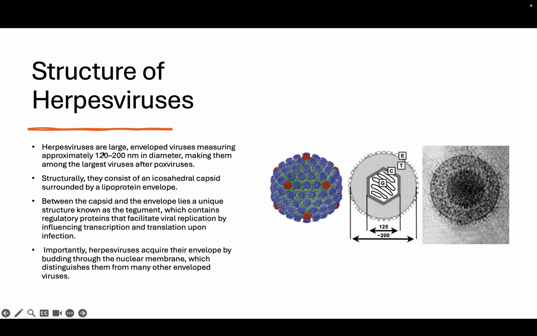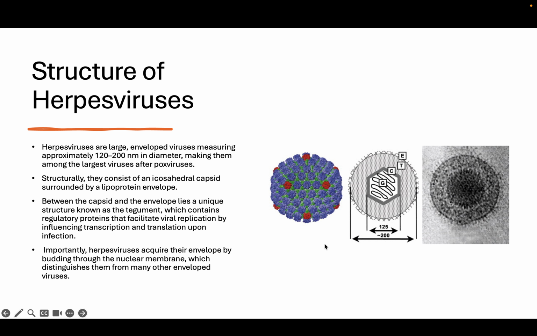So the structure of the herpes viruses in general: they're quite big, about 120 to 200 nanometers in diameter. It's actually one of the largest viruses, pox being I think the biggest virus, followed by your herpes viruses. So generally DNA viruses are quite big, and 200 nanometers is quite big for a virus.